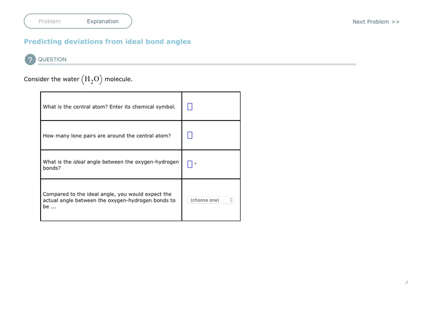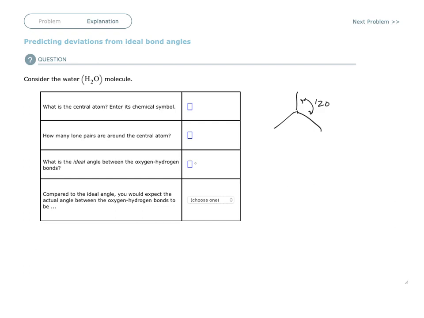If you have something where the groups are trying to stay away from each other, exactly equally, three things coming off of a central atom, this will be 120 degrees. You can guess it because they want to stay away from each other as much as possible. If one of these is a lone pair instead of an atom, the lone pair has a little bit more push than an atom does in terms of the electrons pushing other electrons away.